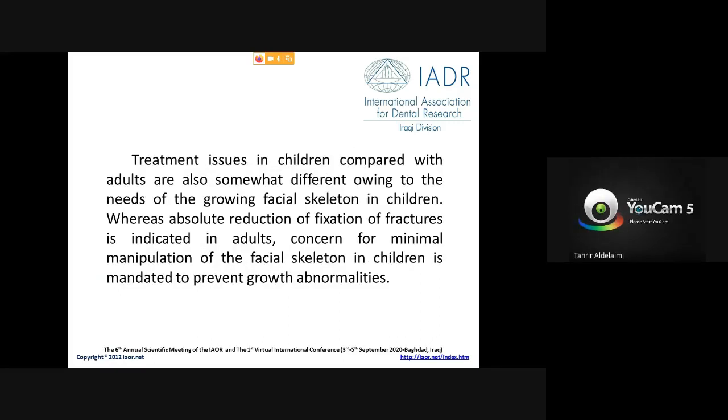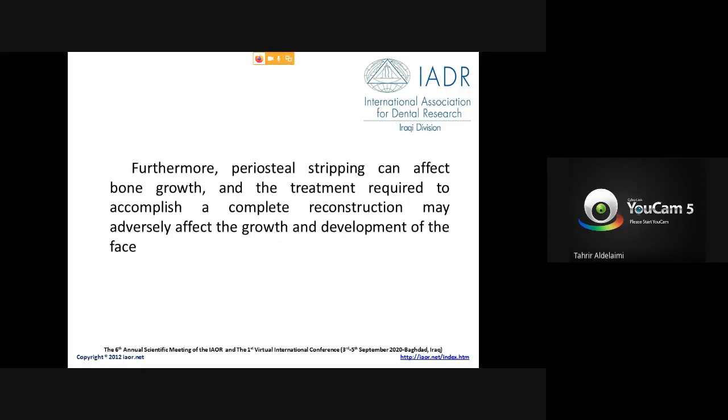Treatment issues in children compared with adults are also somewhat different owing to the need for growth of the facial skeleton in children. Whereas absolute reduction and fixation of fractures is indicated in adults, concern with minimal manipulation of the facial skeleton in children is mandated to prevent growth abnormalities. Furthermore, periosteal stripping can affect bone growth, and the complete construction may adversely affect the growth and development of the face.